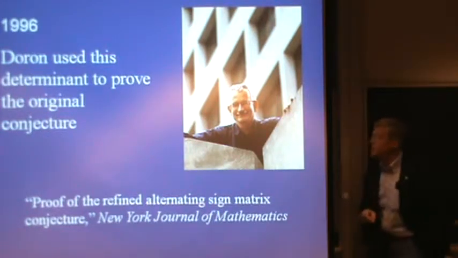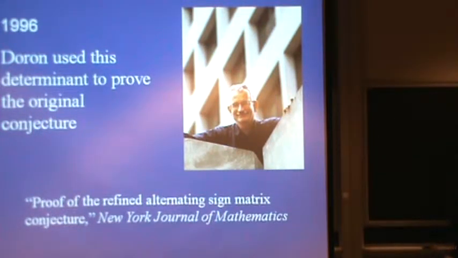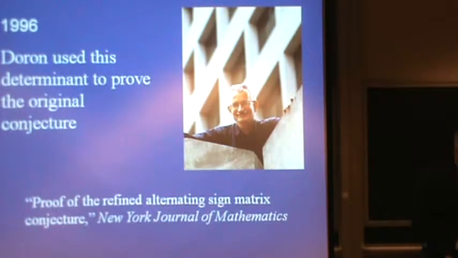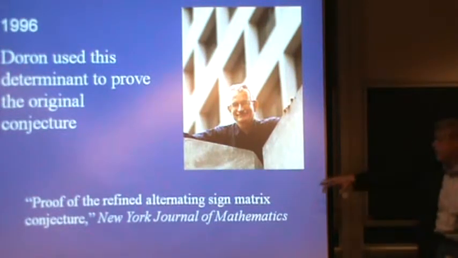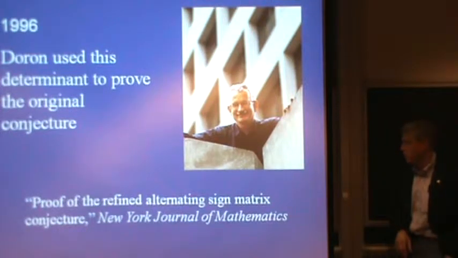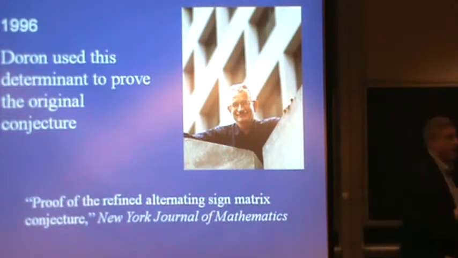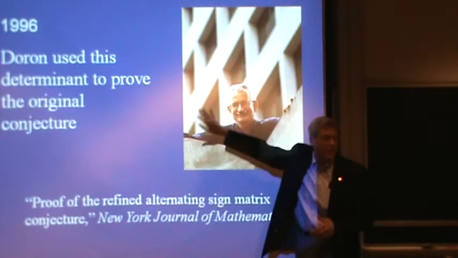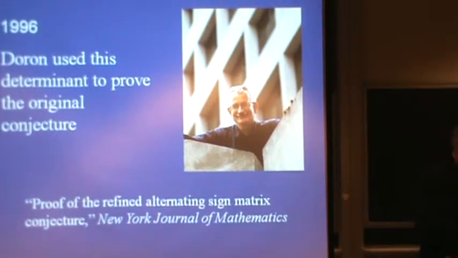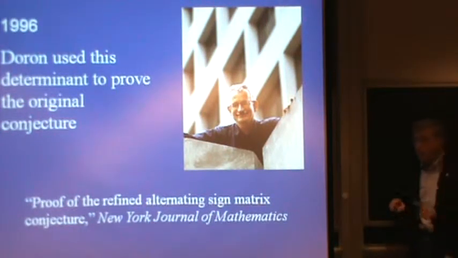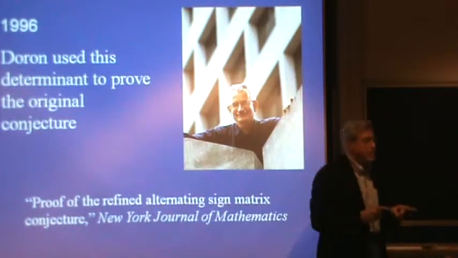Same year, 1996, Doron then took this idea of using the Izergin-Korepin determinant formula to prove the original conjecture, the refined alternating sign matrix conjecture. And in some sense, the story was over then, and so that's when I started writing my book to tell this story, and the last chapter outlines Doron's proof of the refined alternating sign matrix conjecture. But of course, that wasn't really the end of the story, that was only the beginning of the story.